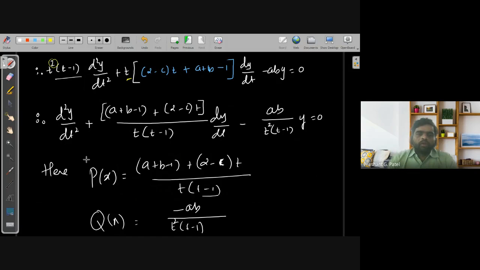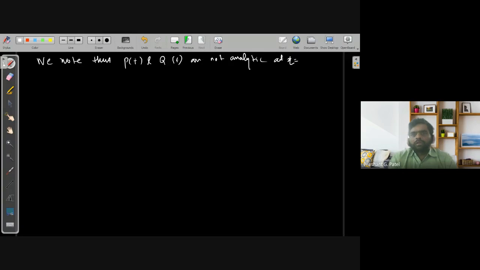Now one can note that this p of x and q of x are not analytic at the point t equal to 0 and 1. So we can write, we note that p of t and q of t are not analytic at t equal to 0. Therefore, t equal to 0 is the singular point.